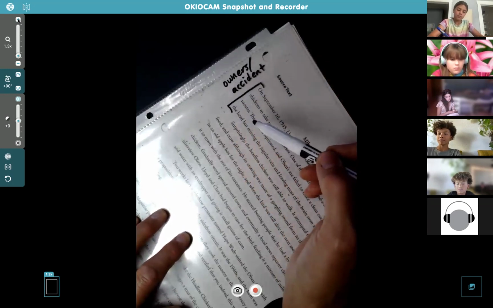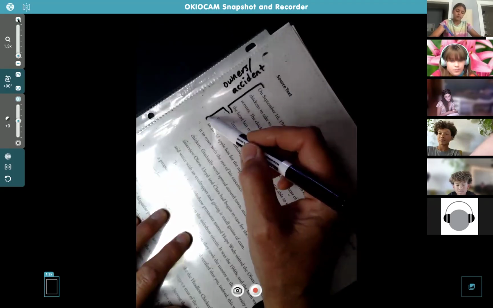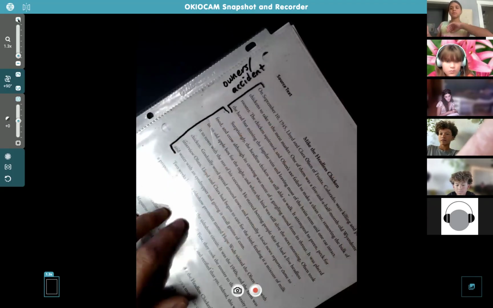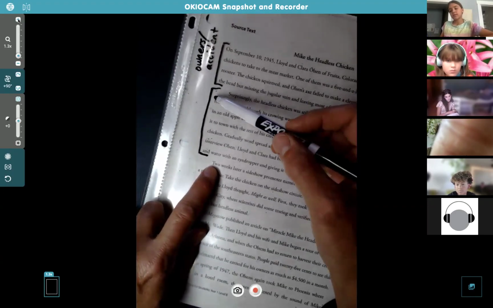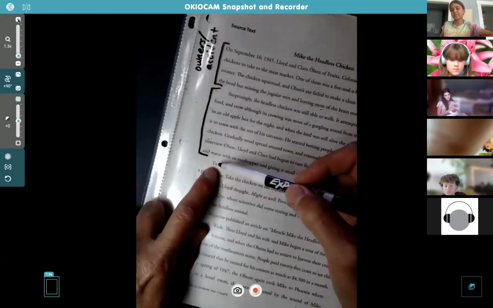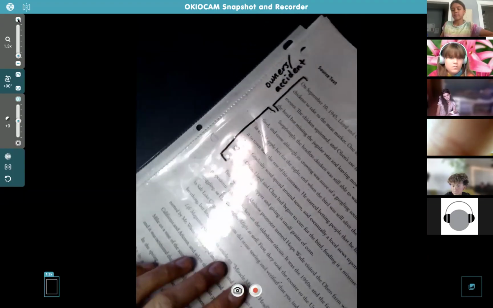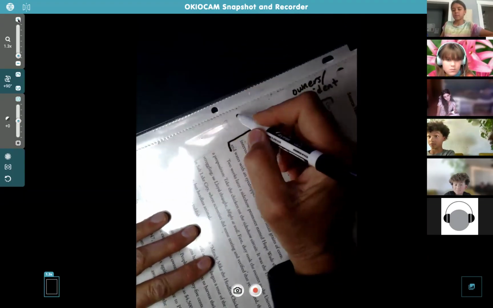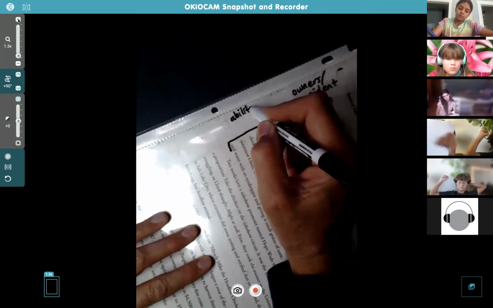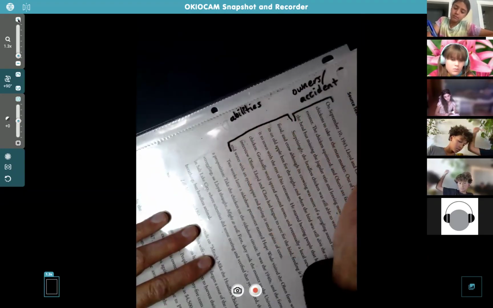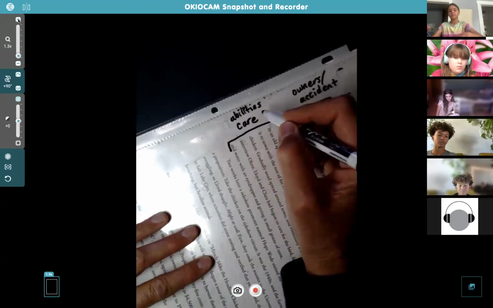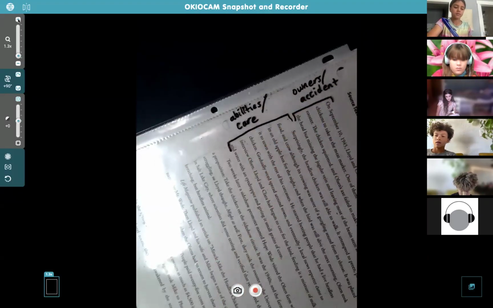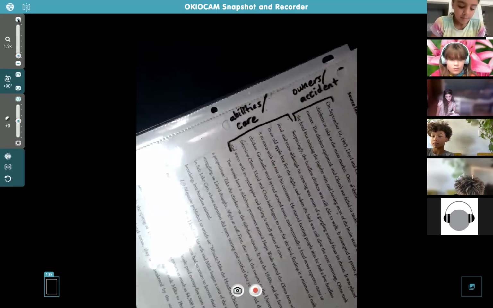The next paragraph, I know this is new to you, you're going to put a little bracket around this paragraph, and it goes until you see that indent. You see that right here? Each paragraph has an indent, and then we stop at the next indent. That paragraph is mostly about his abilities, like what he can do. He can still walk. And care. Abilities slash care. What Mike can do and how they took care of him.